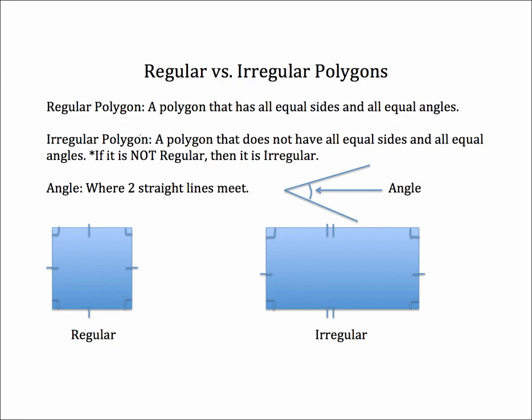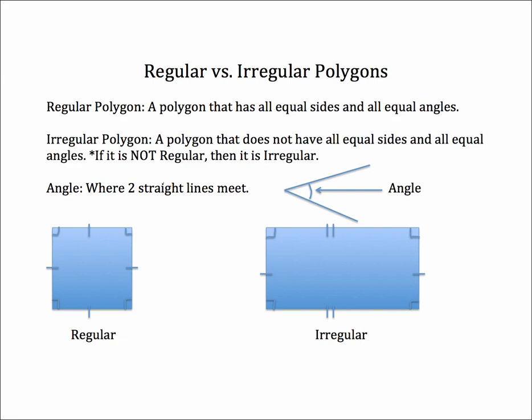So first thing you can do, if you're trying to define a regular versus irregular polygon, just look at it. If one of the sides is a different length, right away it's not regular, so it has to be irregular. Okay, if all the sides are equal, then you can then look at the angles. If all of the angles are equal, then you can say that it's a regular polygon.